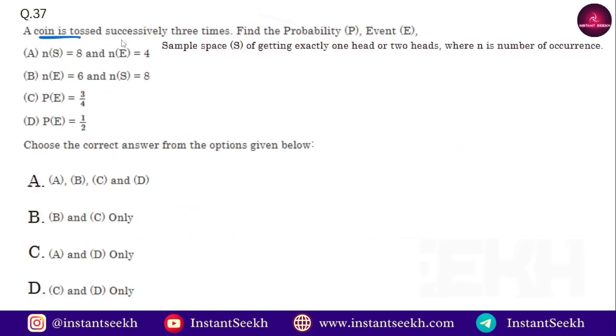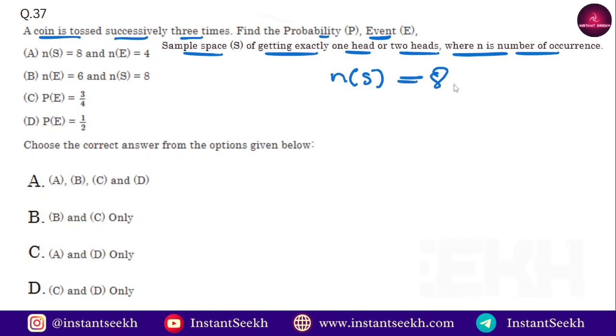A coin is tossed successively 3 times. Find the probability P of event E, sample space S, of getting exactly one head or two heads, where N is the number of occurrences. Okay, so again probability. Let's see. Sample space S is given. N of S, we know what it is. A coin is tossed 3 times, then N of S is what? 8. Right.